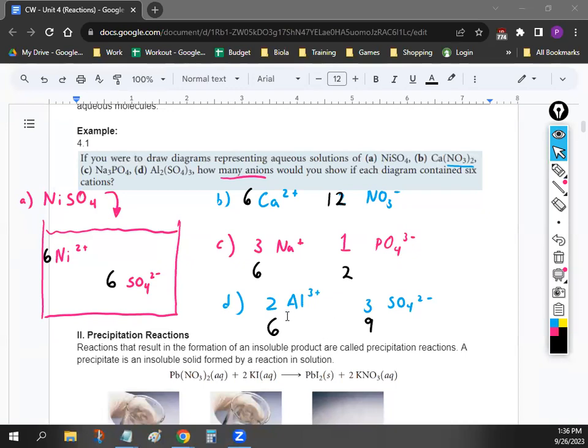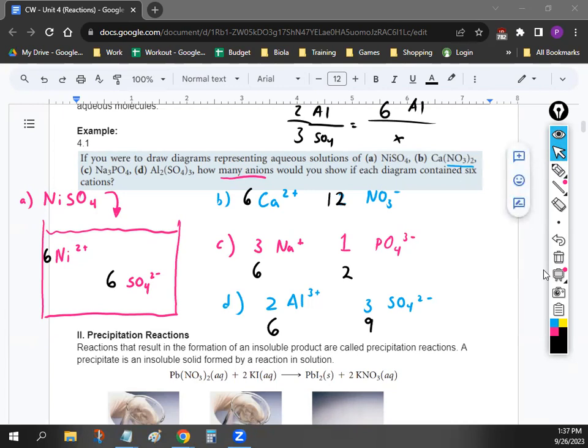Is it this last one right here? Yeah, it's a 2-to-3 ratio. An easy way to think about it is 2 Al per every 3 sulfates. If you have 6 aluminums, you just solve for x and it'd be 9. For these ratios, just write a fraction. I think that's the easiest way. That's what I personally do. Good question. Any other questions?